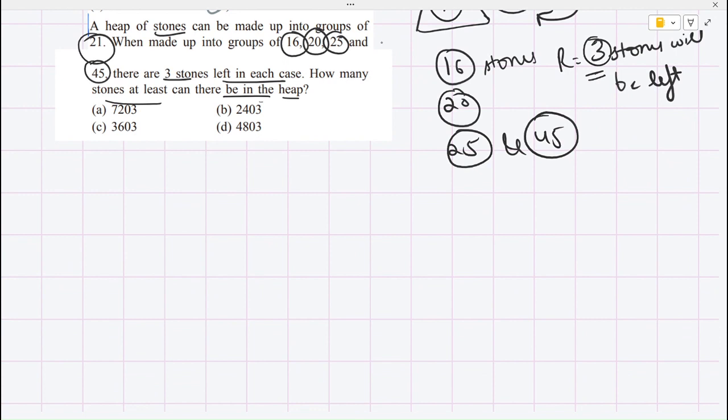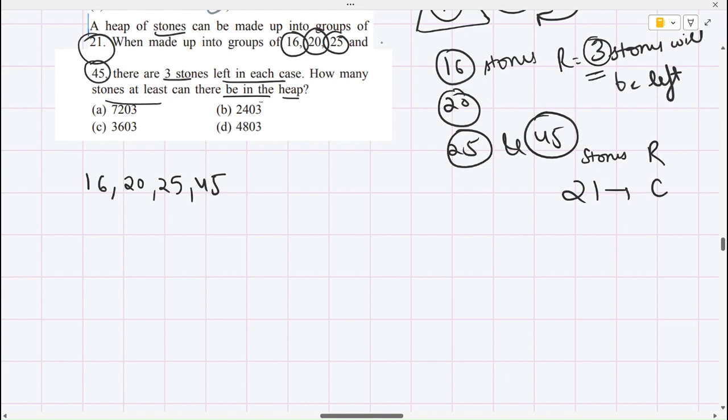So since we have the number x here, first we will take the LCM of these. For example, first we'll focus upon 16, 20, 25 and 45, and later on we'll check the divisibility by 21, because in case of 21 stones the remainder, here we write stones, the remainder becomes 0. In case of 16, 20, 25 and 45 stones, the remainder is 3, that is, 3 stones are left. So we'll check by 21 later. First we'll focus upon this. In this case we need to find the LCM. That is the most basic thing here.